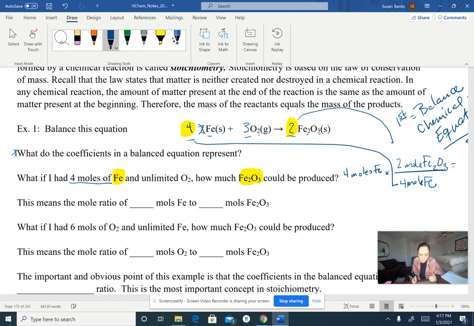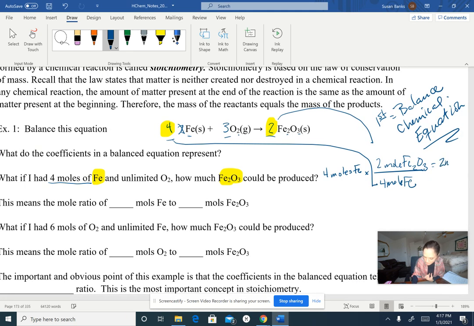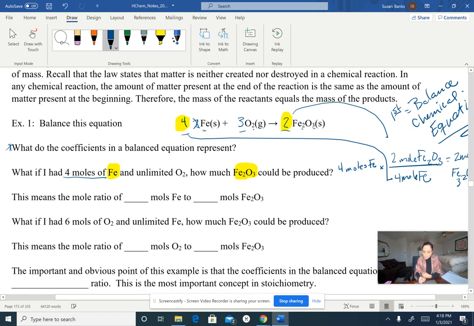Okay, so the mathematics is the same. 4 times 2 is 8, divided by 4 is 2, right? So this will give me 2 moles of iron 3 oxide. Okay, so notice we grabbed the mole ratio of 4 moles of iron to 2 moles of iron 3 oxide. So let's do another example. We're going to always grab the coefficients straight from the balanced equation.